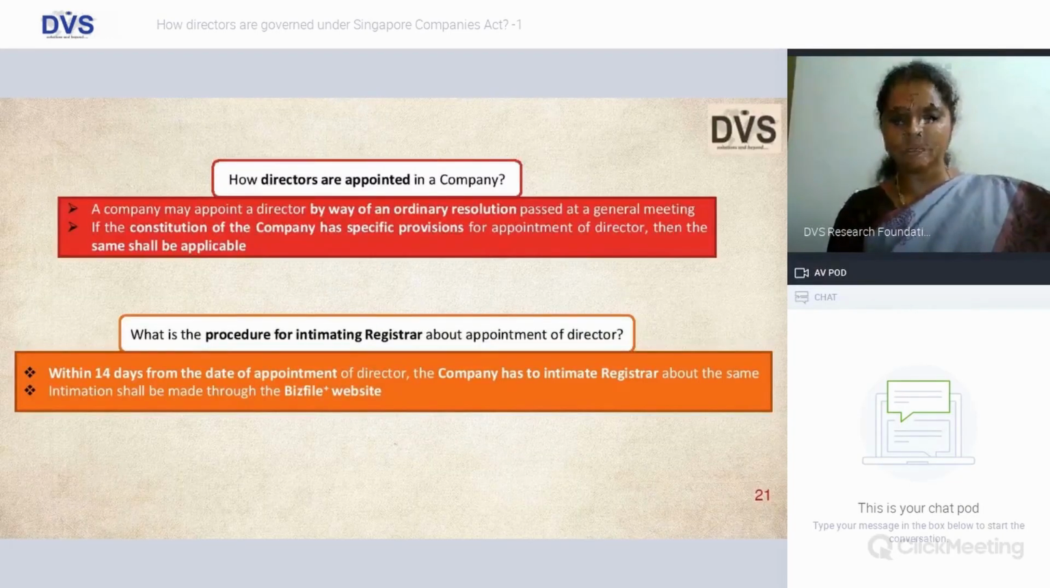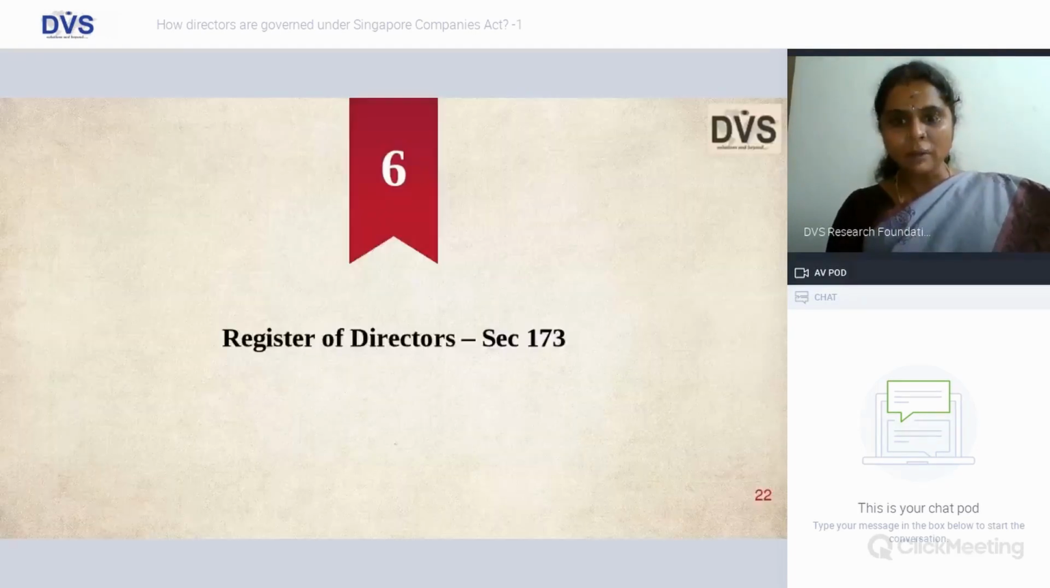We've been discussing the appointment of director, minimum statutory requirement, disqualification, debarment. Now we will see how they are appointed. What is the procedural norm? By way of ordinary resolution, or if the constitution document, charter document clearly says that he shall be appointed by such and such mode and manner, the same manner shall be complied with. And the procedure for intimating the registrar will be to file the form through the BizFile website within 14 days from the date of such appointment.